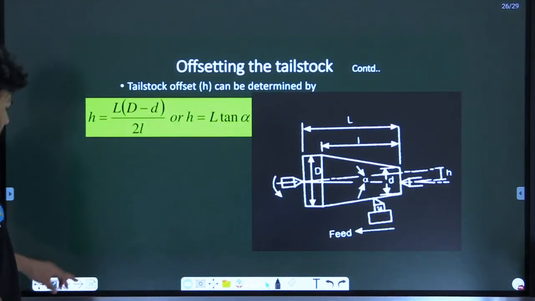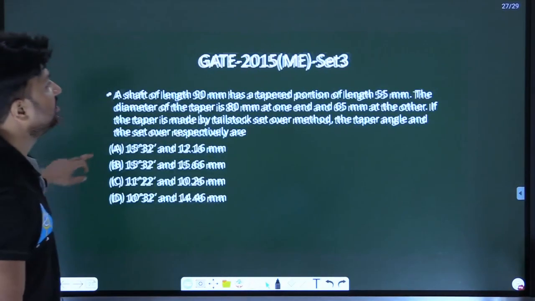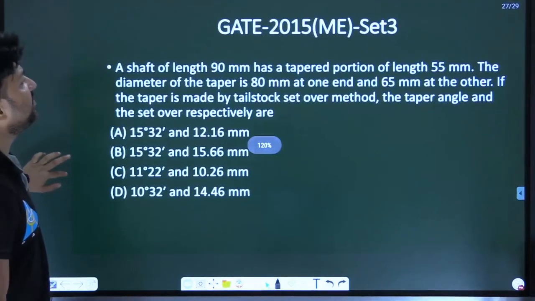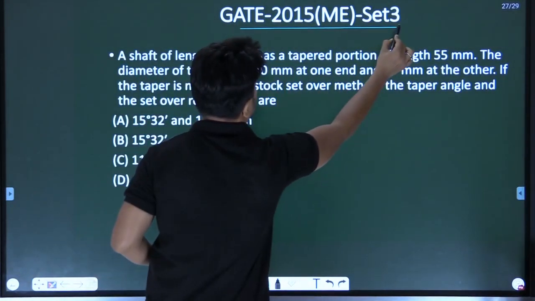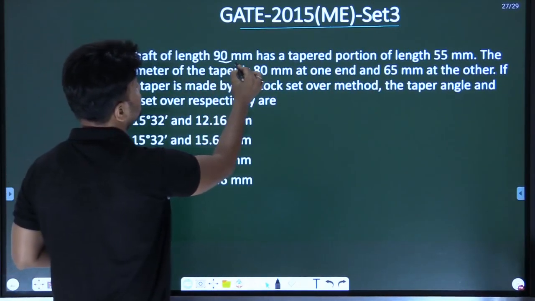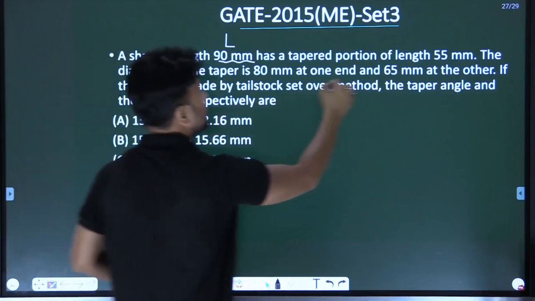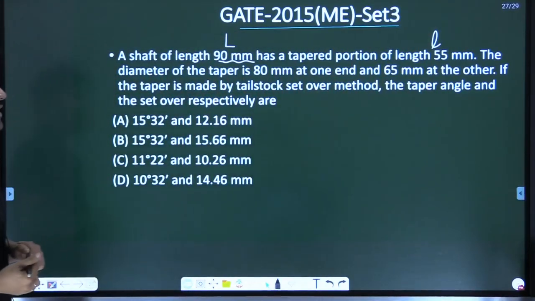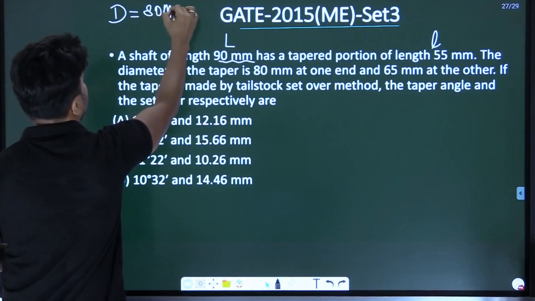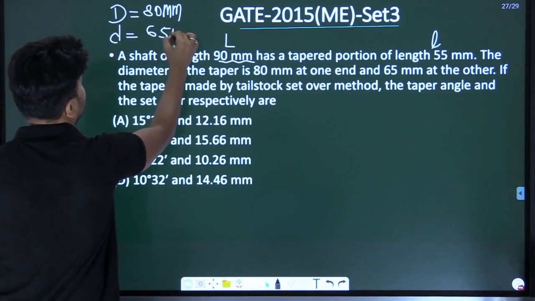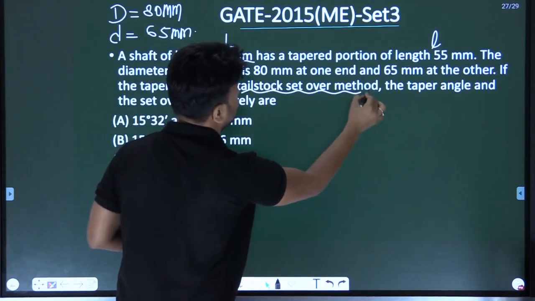Now, let's solve some questions so that you can understand the concept. A question came in the GATE 2015 ME Set 3 paper. A shaft of length 90 mm has a taper portion of 55 mm, which means 90 mm is the total length and the taper portion is smaller, that is 55. The diameter of the taper is 80 at one end and 65 at the other end. So here capital D is 80 mm and small d is 65 mm.